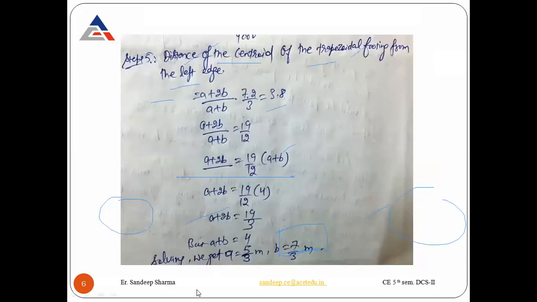So from this equation, you will get the value of A plus B. With the help of A plus B, here we are getting 4, and you will get both these values A and B. A is equal to 5/3 and B is equal to 7/3, that you will get after solving this equation.